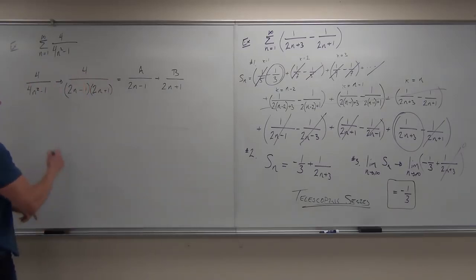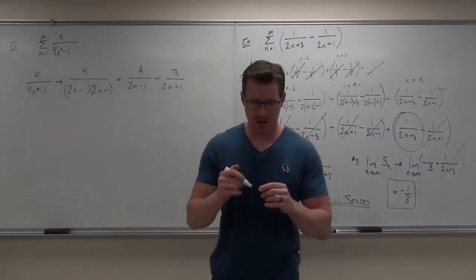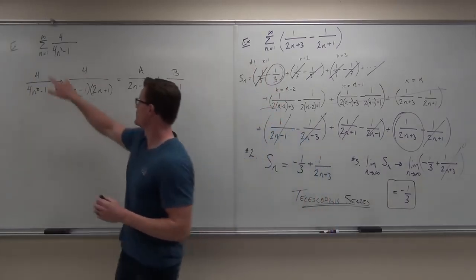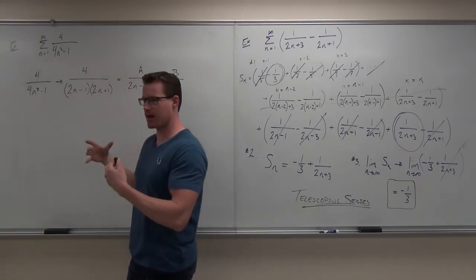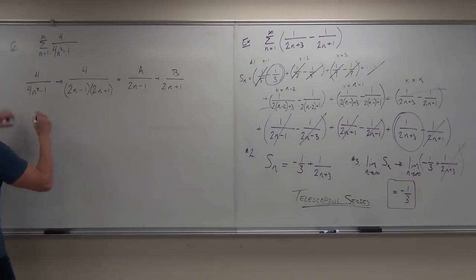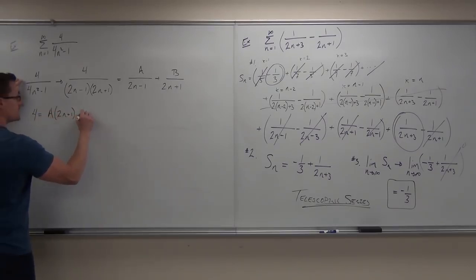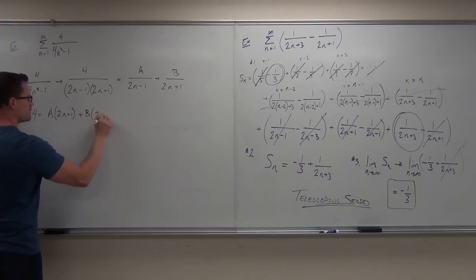Okay, so anyway, I'm going to go through this quickly. You should know how to do partial fractions, but understand that what a partial fraction will do for you here is decompose this thing into a couple of fractions. Maybe those things are telescoping. Hopefully for us they will be. So we would have 4 equals A times (2n plus 1) plus B times (2n minus 1).